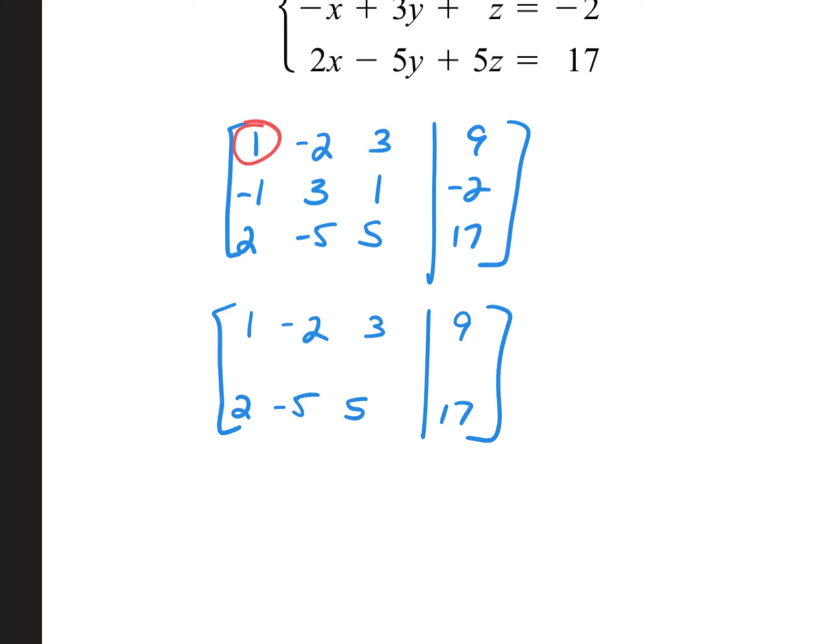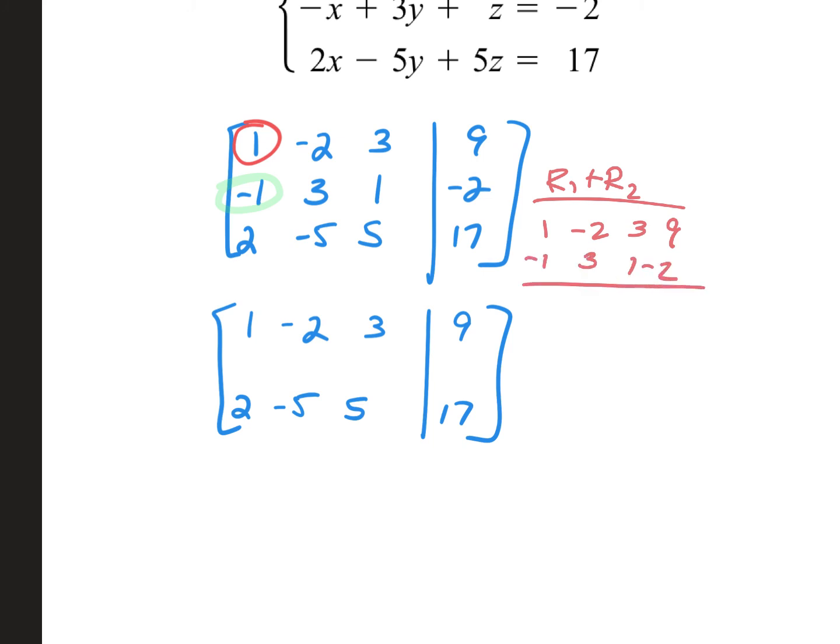I have to do something with rows so that this cancels out. Don't make this harder than you need to. What would you have to do? You could multiply by negative 1 and then recombine. But what really and truly, what could we just do? Can I just add row 1 and row 2? 1, negative 2, 3, and 9. Negative 1, 3, 1, negative 2.